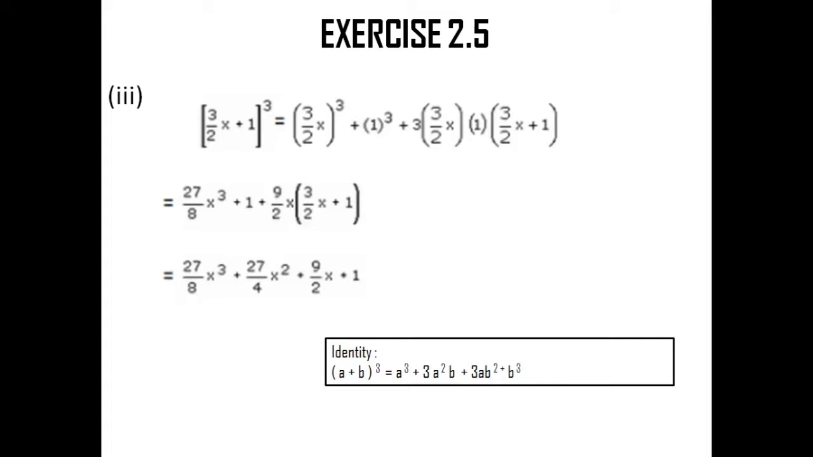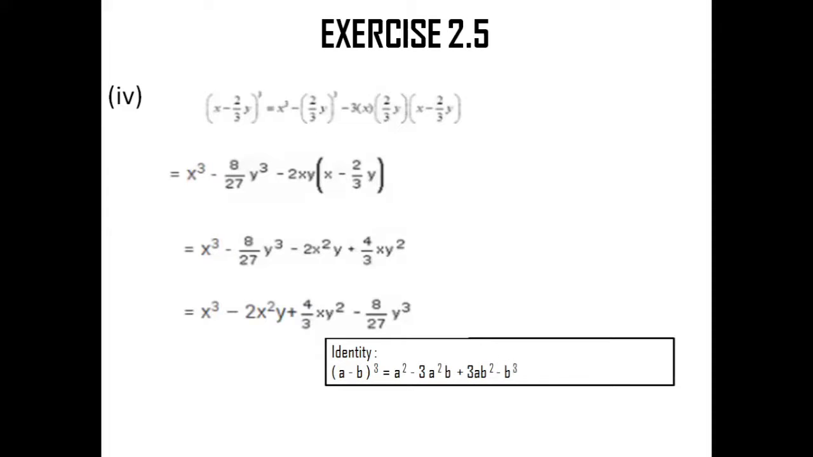Let us get to the fourth question. The fourth question is very similar. It also has a fraction, but then the method remains the same. The question is x minus 2 upon 3y the whole cube. As simple as that, the identity will be a minus b the whole cube, which is a cube minus 3a square b plus 3ab square minus b cube. Please correct the identity. The identity will be a cube minus 3a square b plus 3ab square minus b cube.